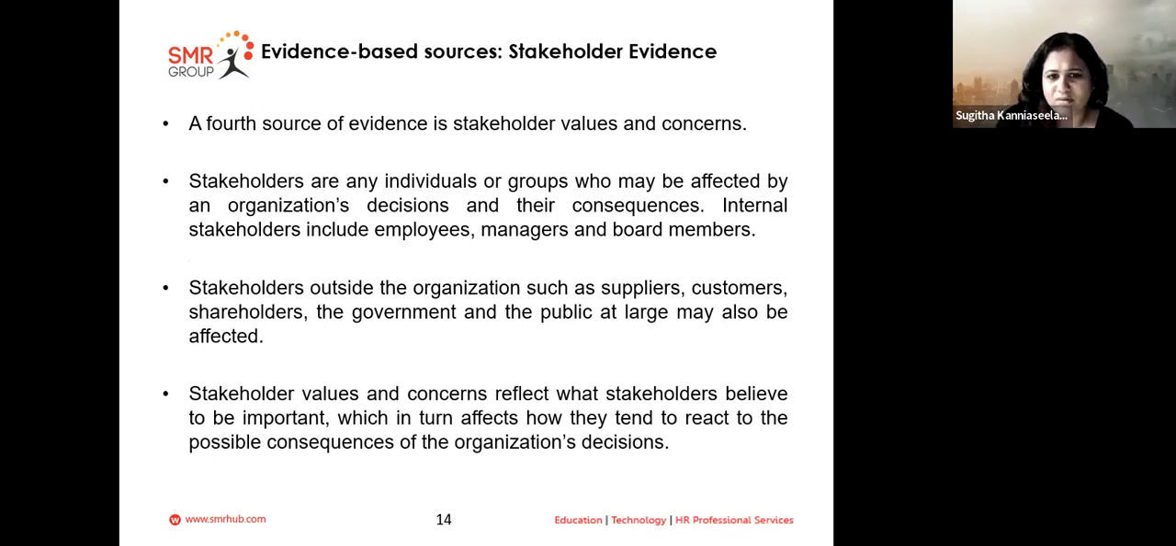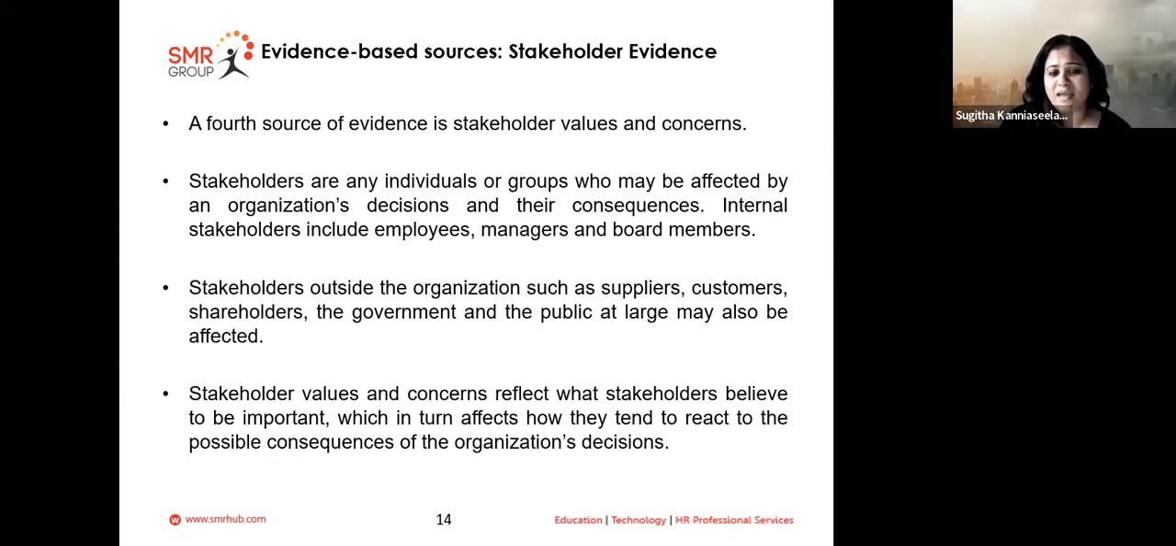Who are our stakeholders? There can be anyone, any individual or group who are implicated by the decisions made in an organization. So we have two types of stakeholders. Internal stakeholders are our employees, managers, board members, and so on. External stakeholders, outside stakeholders, are people who are beyond the organization, our suppliers, our customers, our shareholders, the government, the public at large, the society, the community. These are all people who are external stakeholders.